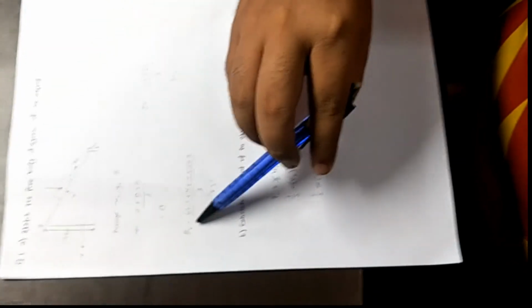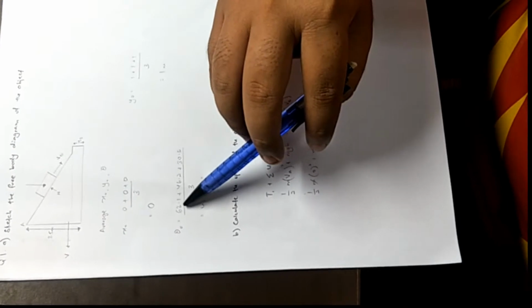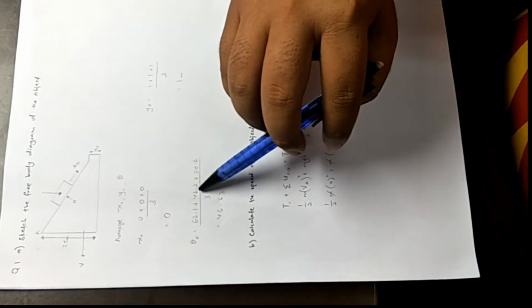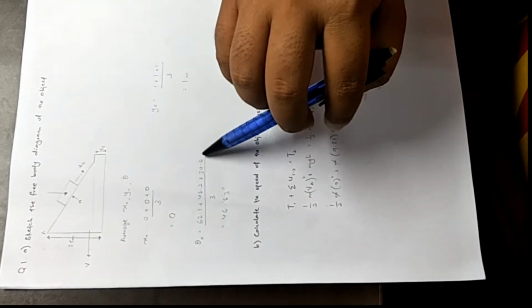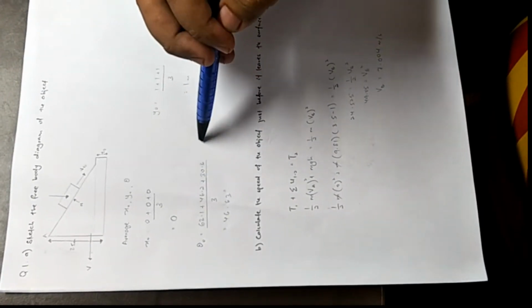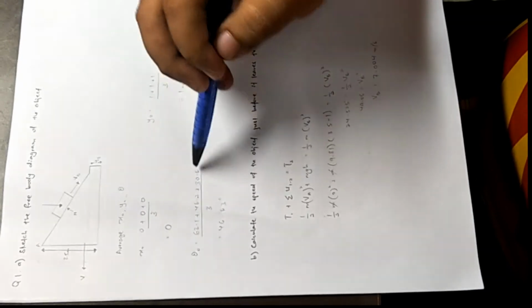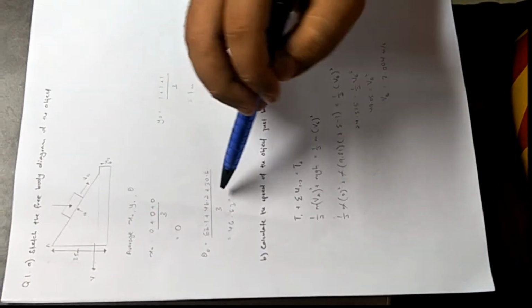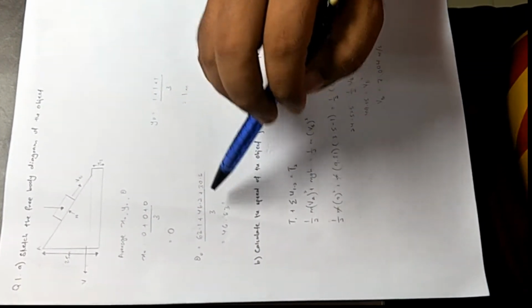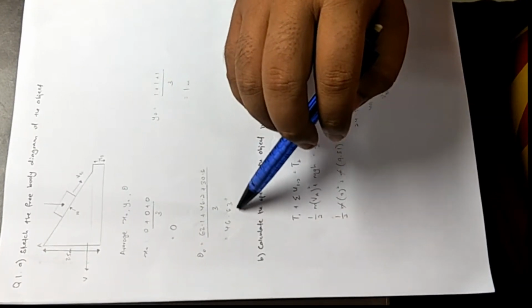And for theta, 63.1 plus 46.2 plus 30.6 are the values we get from the graph of the experiment too. We add the 3 values and divide over 3, and the answer is 46.63 degrees. So this is the answer for question 1.